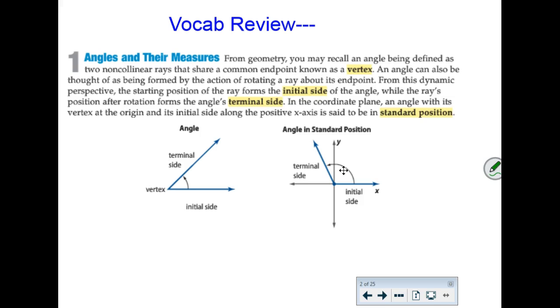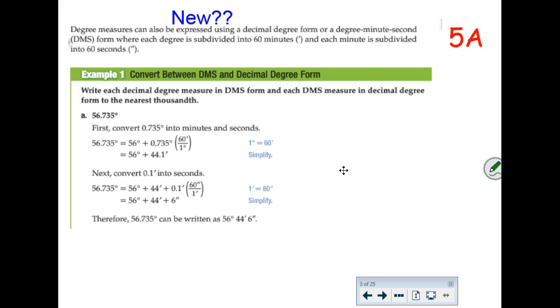The terminal side is where your angle stops, and then the angle is measured in between, like we said, in a counterclockwise notation. If you're measuring clockwise, that means you're going to have a negative angle. We'll talk more about that tomorrow.